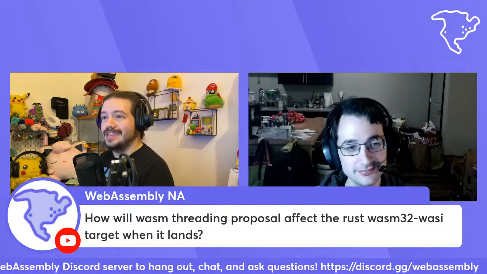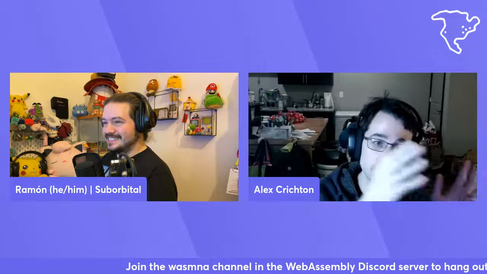We got a question from Mosaka on Discord who's asking, how will the WASM threading proposal affect the Rust wasm32 WASI target when it lands? An excellent question. And I think the answer is I can't commit to anything. I'm not the one leading these proposals or leading these designs. But what I can say is that the current thinking is that there's going to be a wasm32 WASI threads target, something along those lines. Might not be called precisely that, but it's pretty unlikely that the default WASI target is going to grow threads.